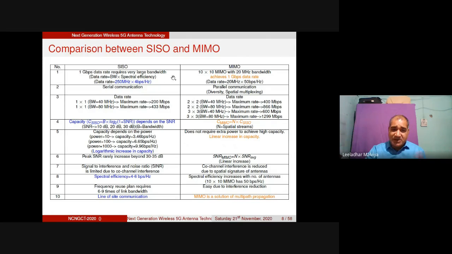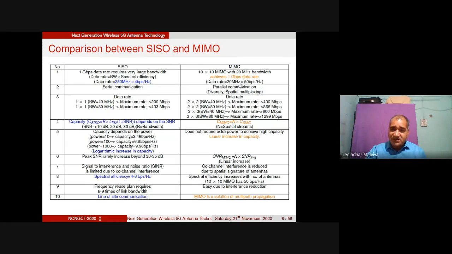So that's why the same thing can be done with the help of MIMO antennas. 20 megahertz, which is 10 times less than the bandwidth of SISO, is required in MIMO antennas, and a very high value of spectral efficiency can be used in the case of MIMO antennas.